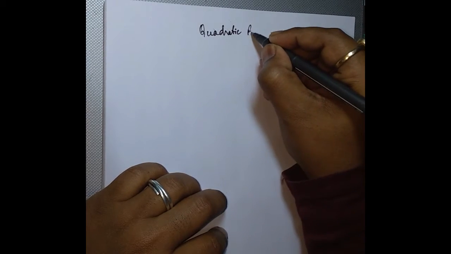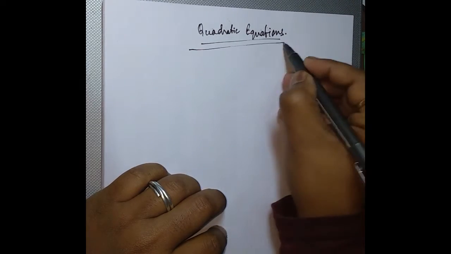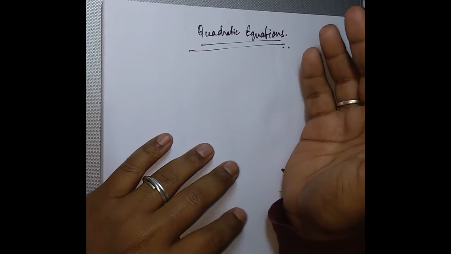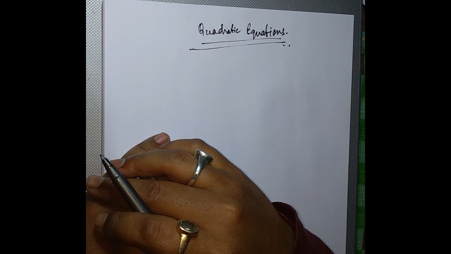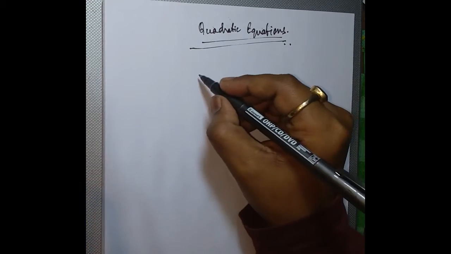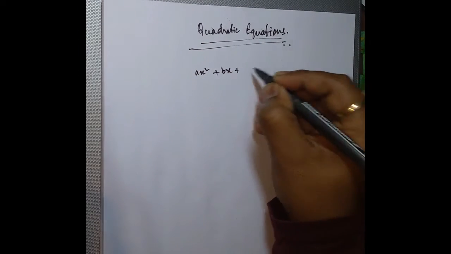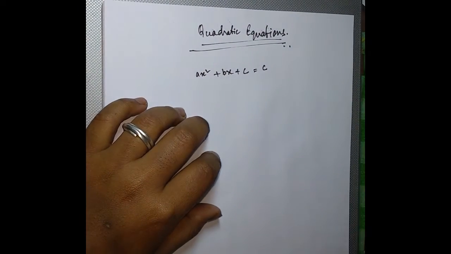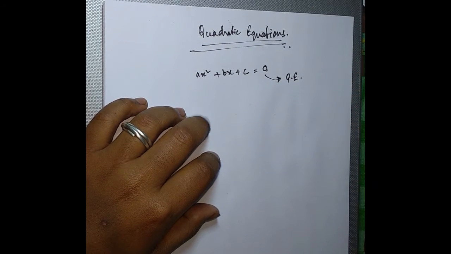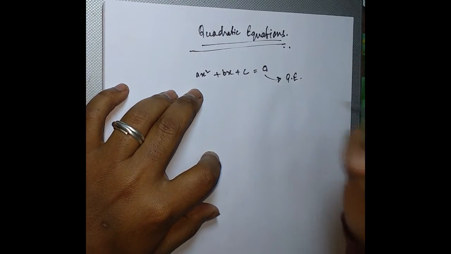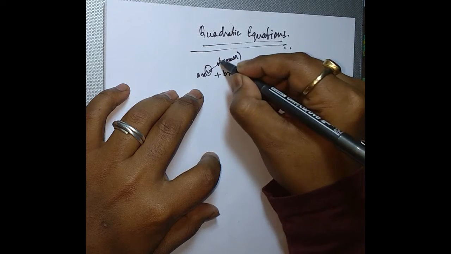Quadratic equations. Okay, this is a very important topic regarding JEE Mains and also +1 +2. So let's start. Anything of the form ax square plus bx plus c equal to 0 is called a quadratic equation. The reason it is called the quadratic equation is because the highest power is 2. Okay?